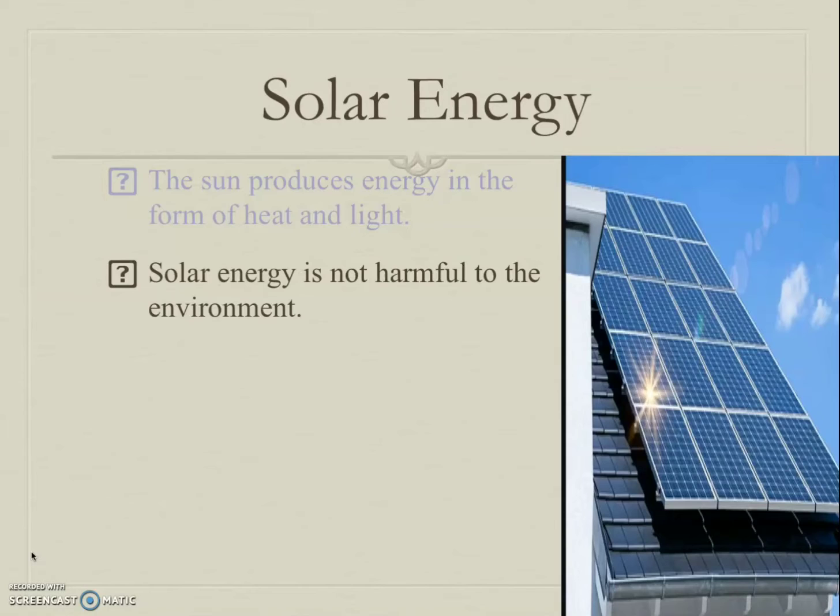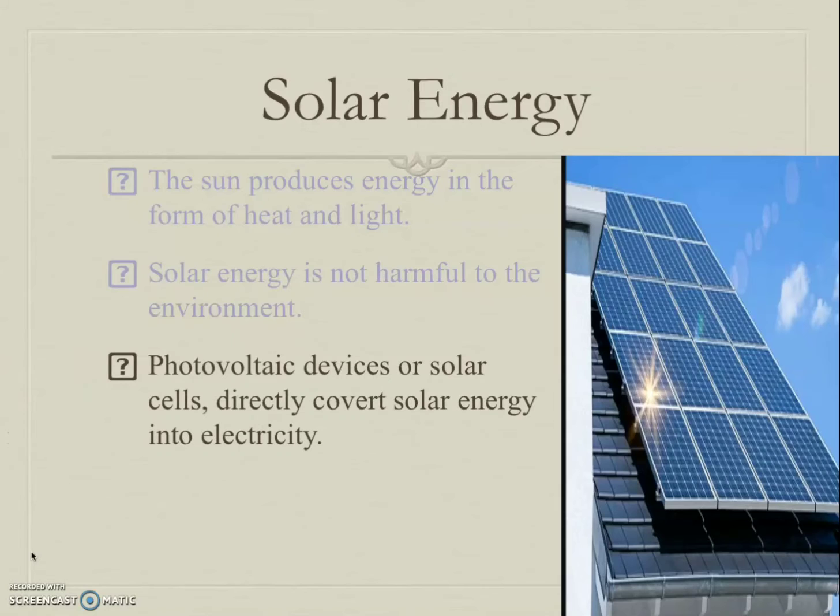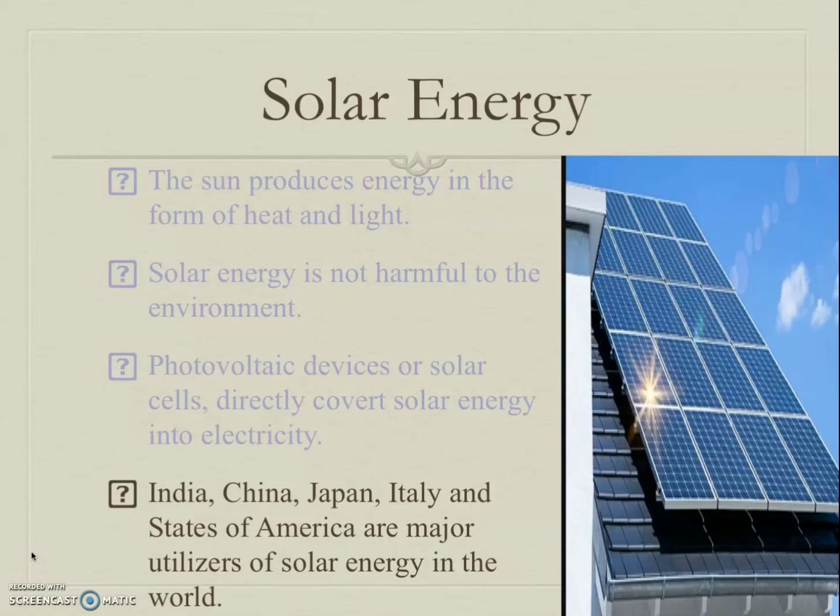And then solar energy is not harmful to the environment. And then photovoltaic devices, or solar cells, directly convert solar energy into electricity. So we are getting heat and light from the sun, and we are converting that into electricity. Okay, so that is not harmful to the environment. So the device that is converting is the photovoltaic device. Okay, and next, India, China, Japan, Italy, and the United States of America are major utilizers of solar energy in the world.